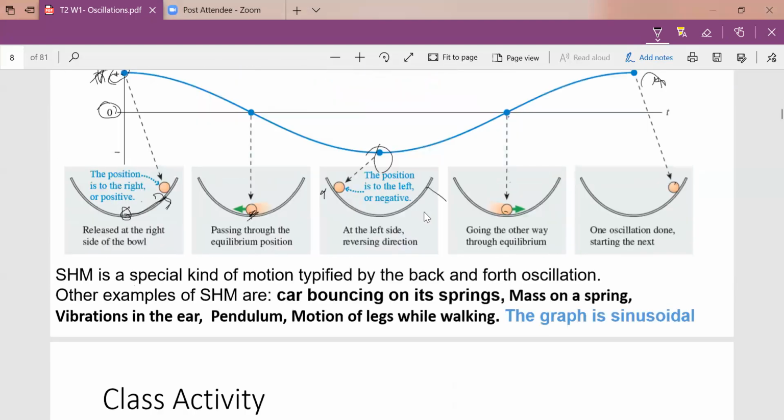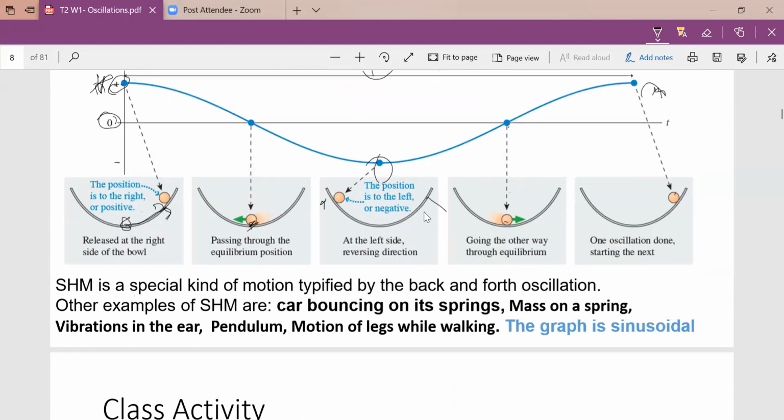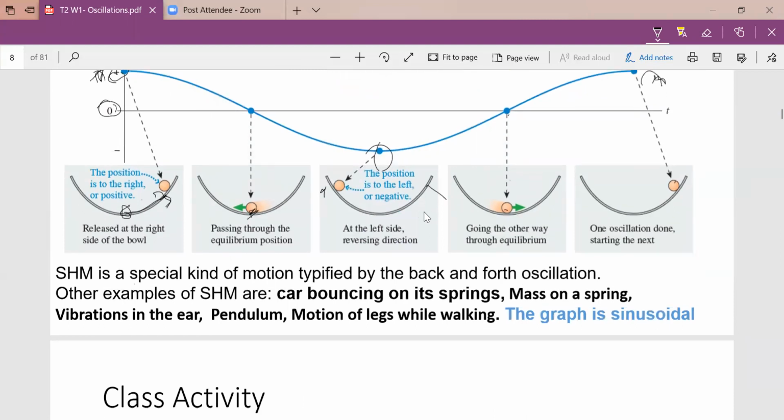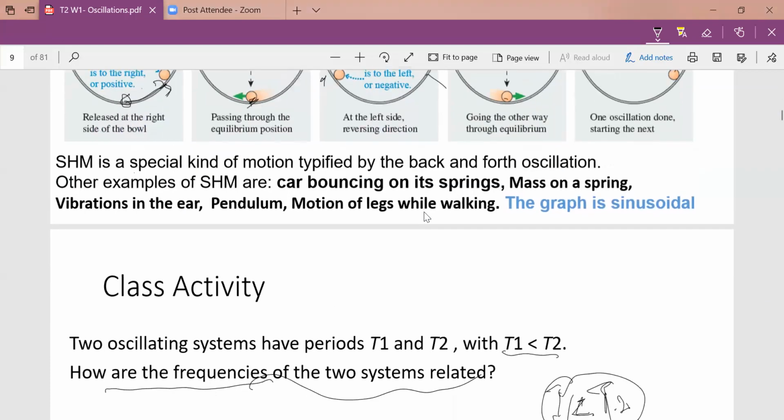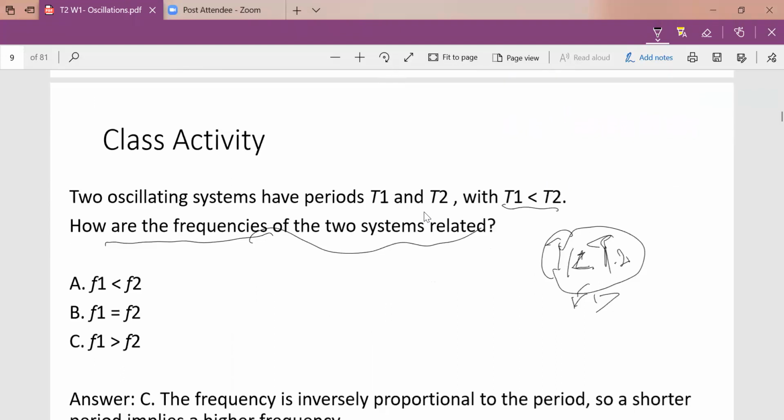So we already established or defined simple harmonic motion and oscillatory motion, and we'll also be looking at some other terms when describing forces and simple harmonic motion. But before then, let's quickly take this activity to check our understanding.